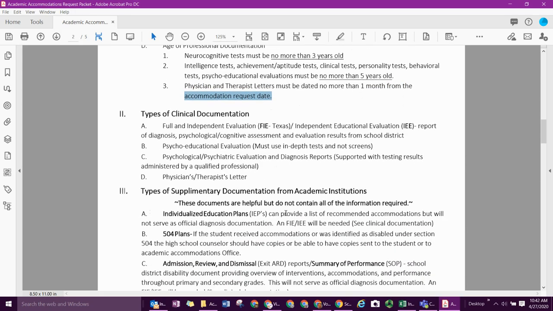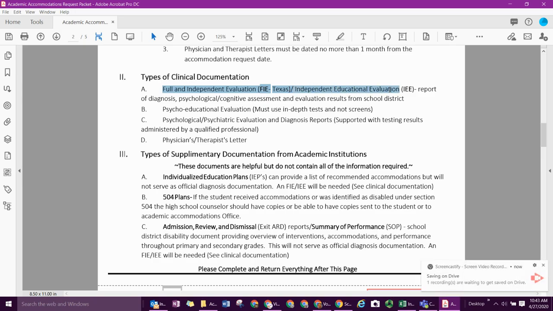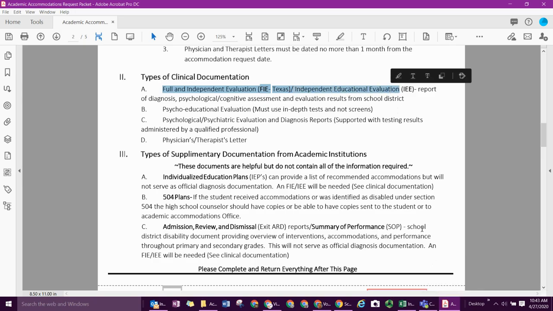The second category we're looking at is types of clinical documentation. These are not an exhaustive list of disability documentation, but just the most common ones. The first is a full and independent evaluation. We call it FIE in Texas. Other states may vary. Some may call it an independent educational evaluation, or IEE.